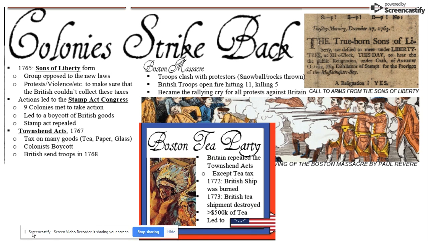Then you get the Boston Tea Party in 1773. We destroyed $500,000 worth of tea. And so that just creates more problems for everyone. That's probably one of the biggest known events during the Revolution.